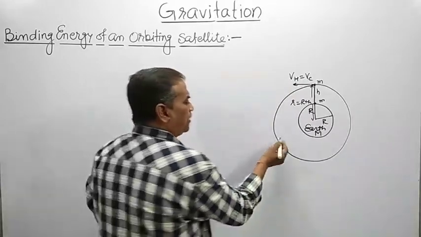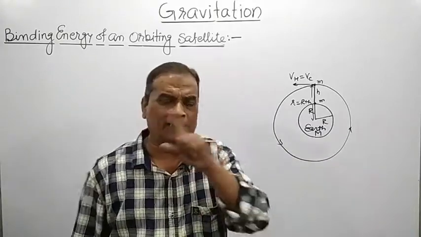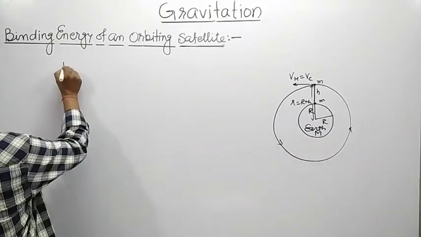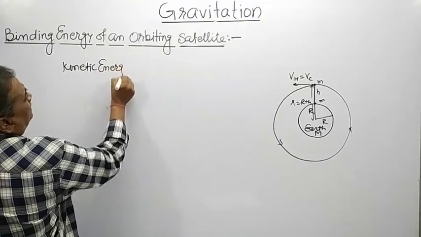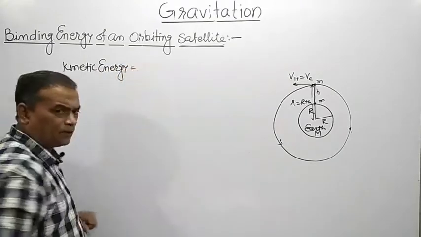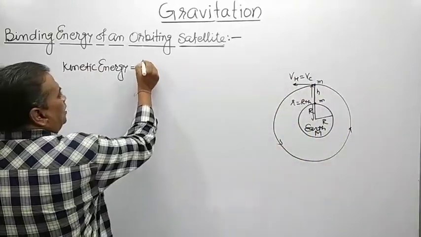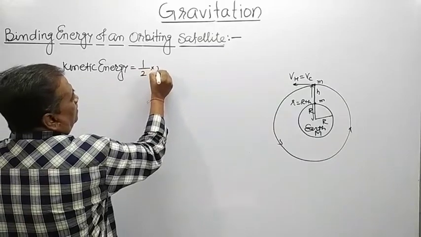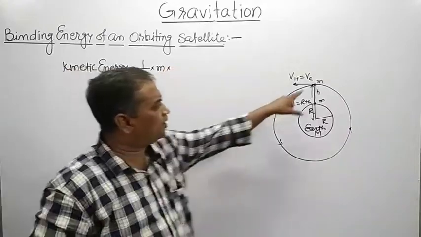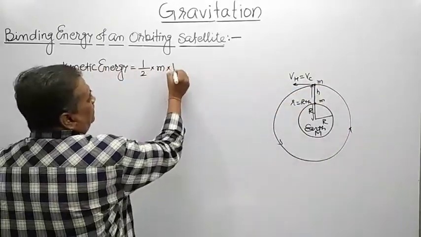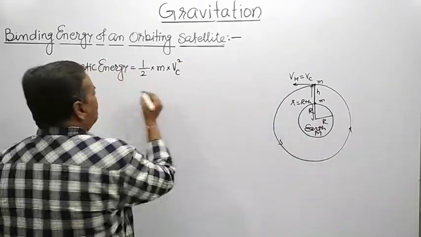Because your satellite is performing circular motion, it has both kinetic energy as well as potential energy. Now, can you tell me what is the kinetic energy of a satellite? What is the formula for kinetic energy? Half mv squared. So here the kinetic energy of the satellite is half of the mass of the satellite, small m, into the square of velocity. What is the velocity of satellite? It is vc, the critical speed. So half m into vc square.